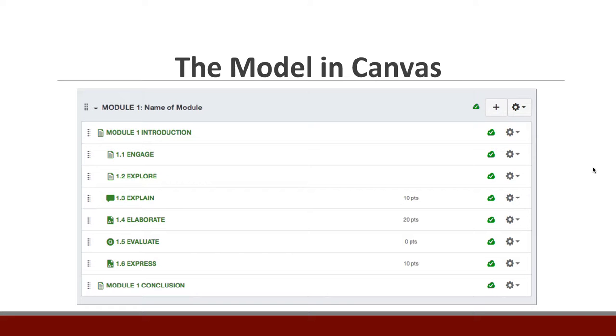This template is organized around the 6E model, and in this video it is displayed in Canvas. However, it's also available in Moodle, and you can use the same model in other learning management systems as well. But in the template you'll see that each module begins with an introduction page, followed by each of the 6 E's, and concludes with a conclusion page. So let's take a look at each of these pages in more detail.